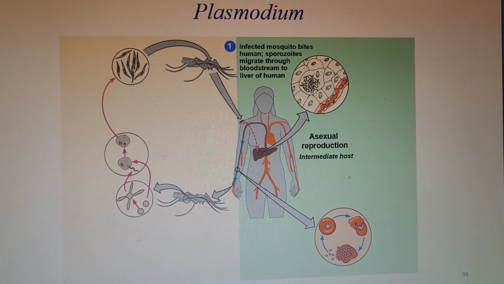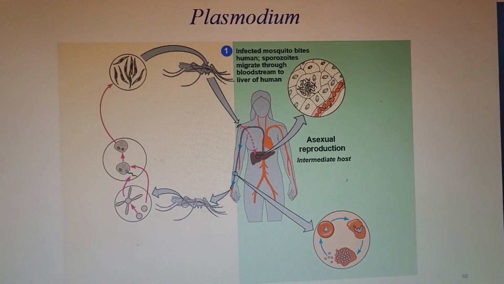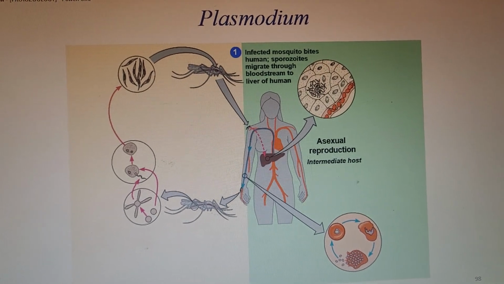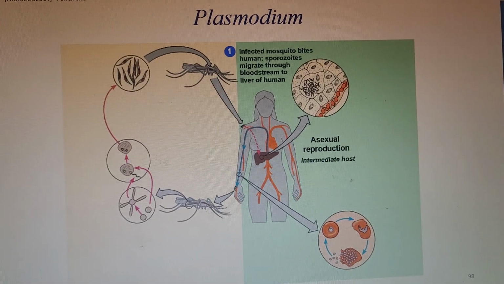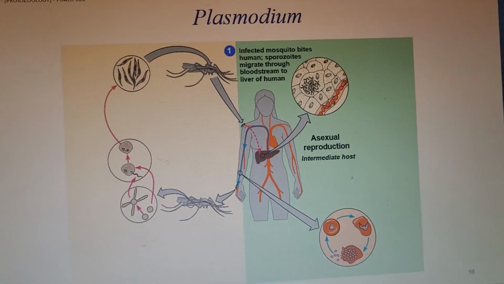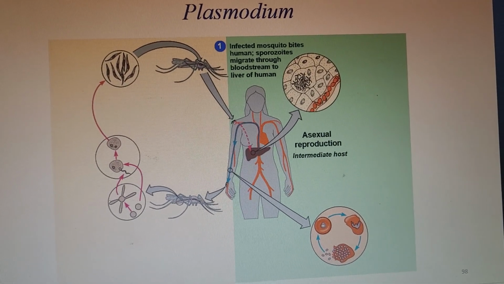man will host the larval form of the parasite, while in the sexual phase, the mature phases of the parasite will be developed in the mosquito, especially the female Anopheles, which is the vector.